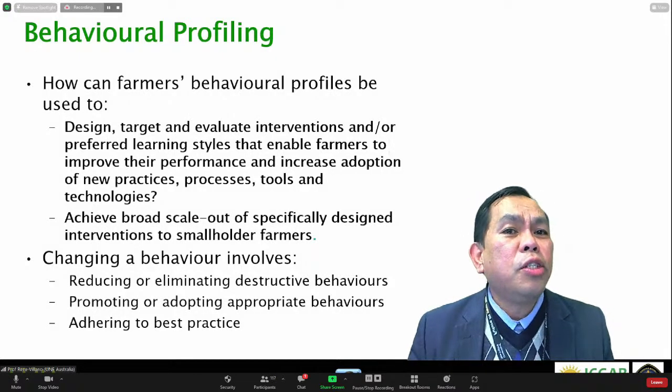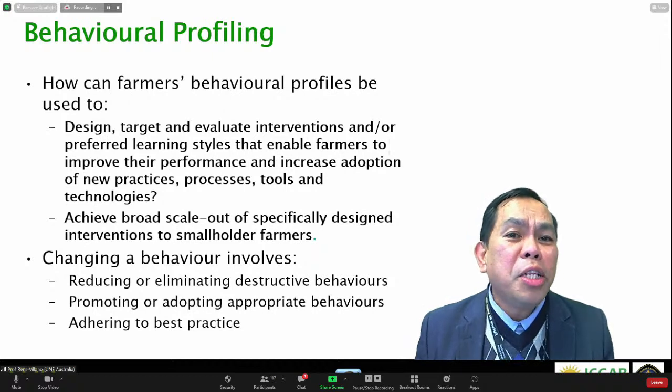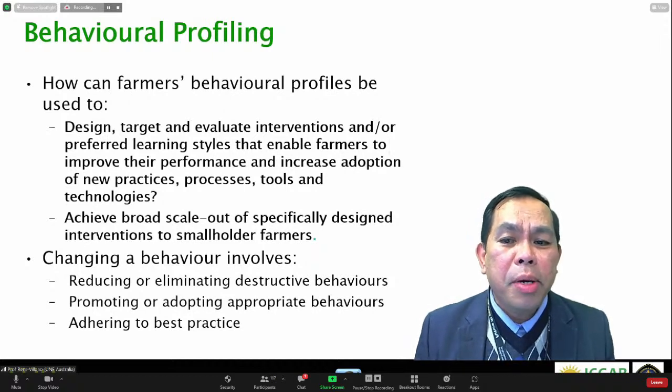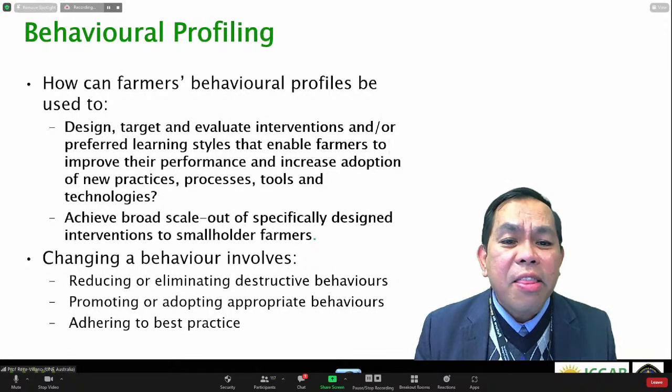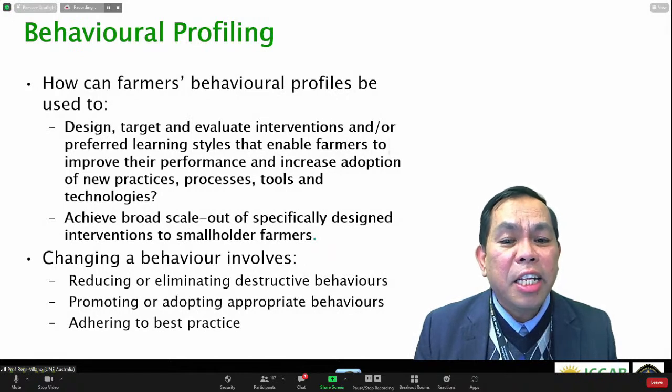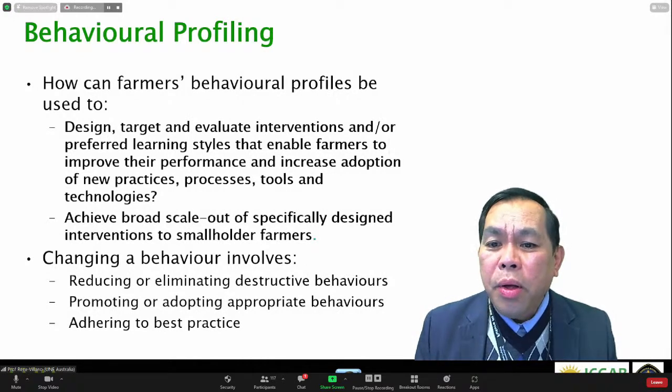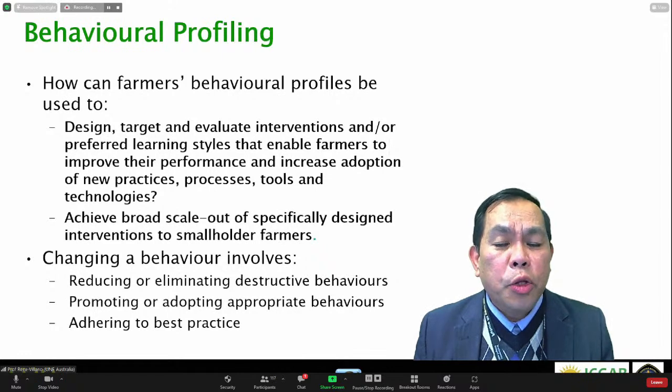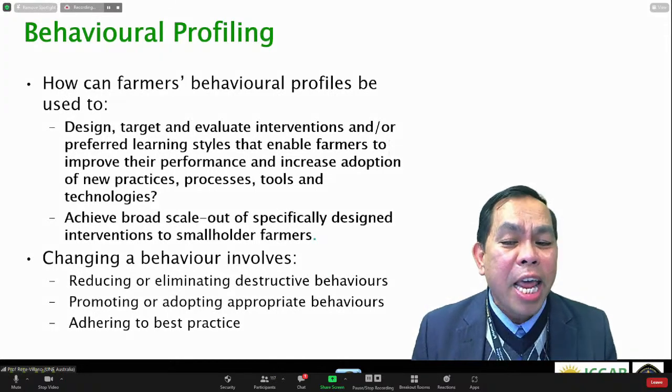Now, there is another reason why it is important to conduct profiles of farmers. It is important for us to identify the key behaviors that are important and the bottlenecks in disseminating the technologies. As we know, through behavioral profiling we can understand how to reduce or eliminate destructive behaviors.